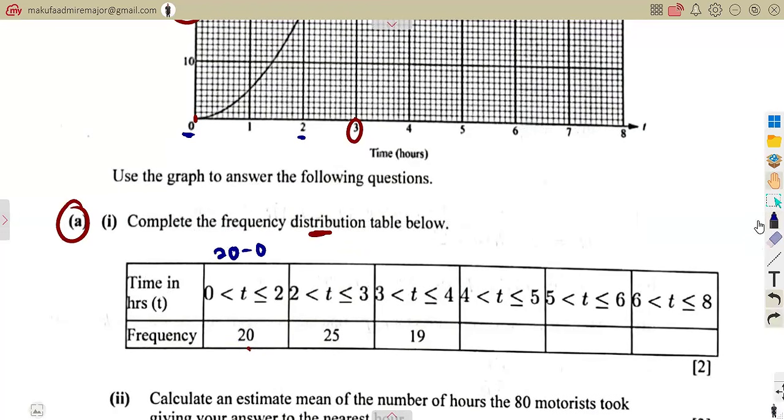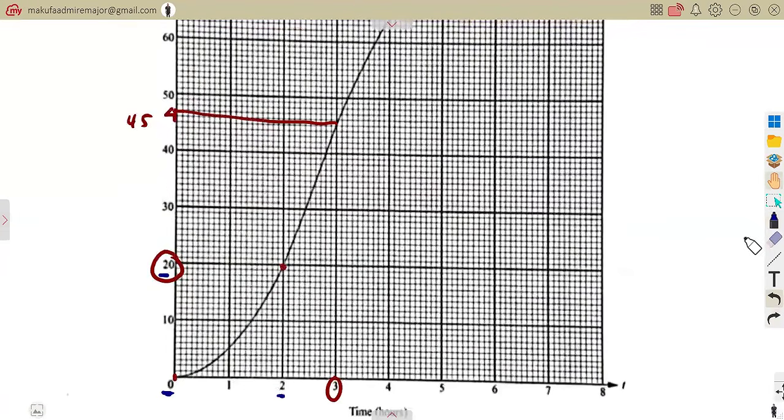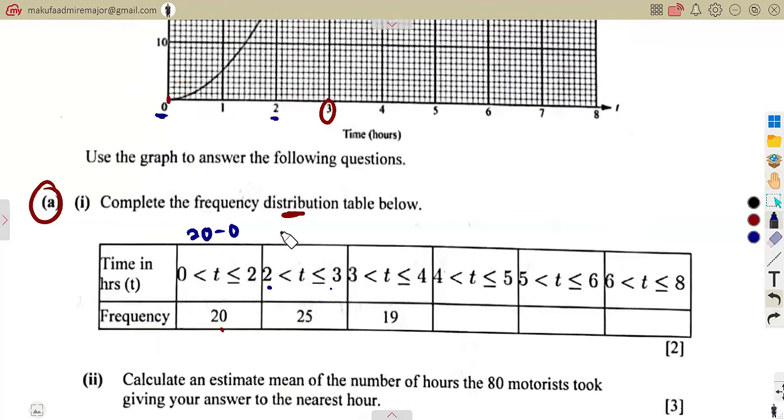The same thing from 2 to 3. You focus on where 2 is and where 3 is. 2 is at 20. 3 is at 45. The difference that you're having there, 45 and 20, that is what we're doing. 45 minus 20, that is 25.